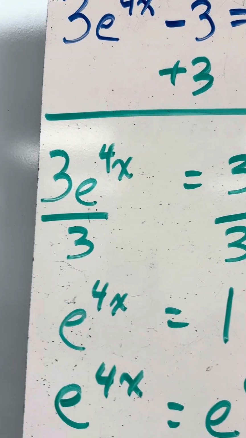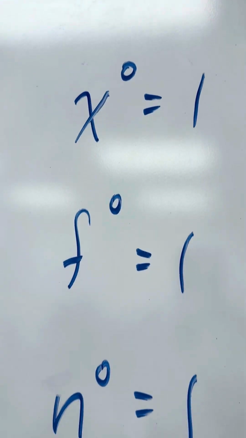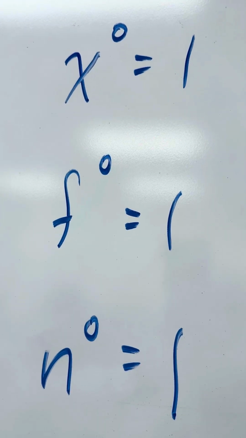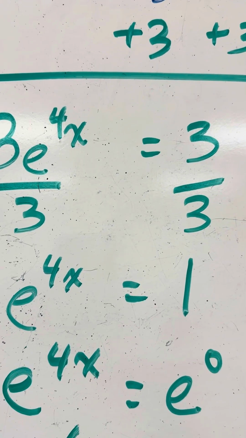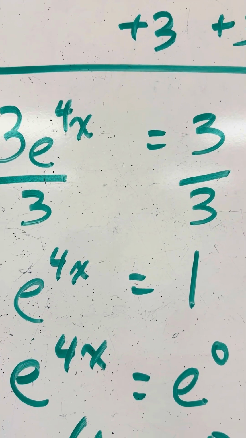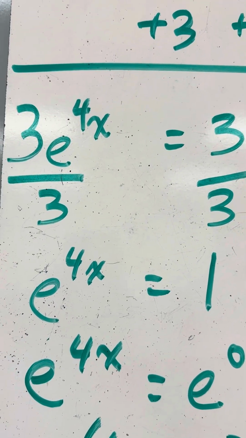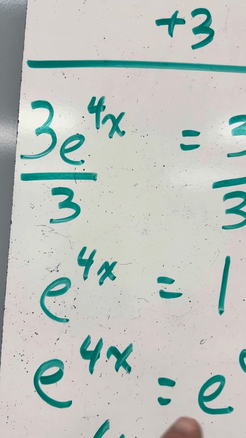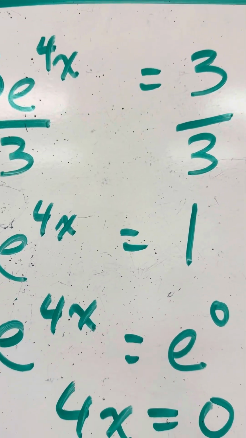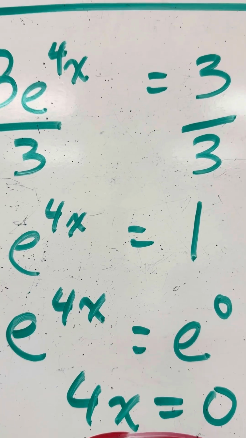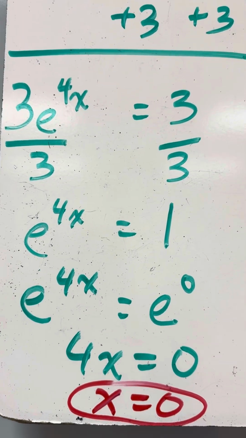Okay? Just like x to the 0 is 1, f to the 0 is 1, n to the 0 is 1, e to the 0 is 1, right? So I'm changing 1 to e to the 0 so I can get the bases to be the same. This e matches up with that e. So the bases are the same. I can now say 4x equals 0. If 4x equals 0, x equals 0.